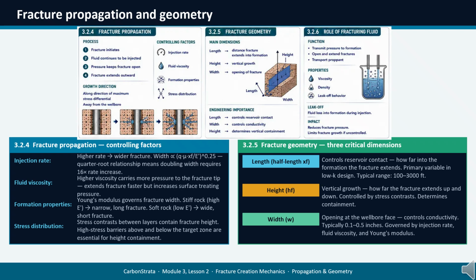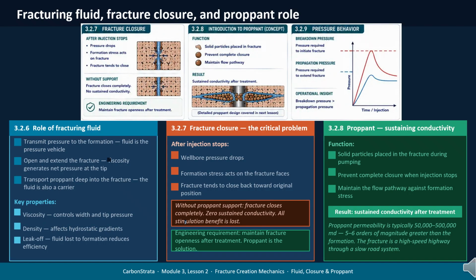Now the key insight. You control rate and fluid. You do not control the rock or stress field. Real engineering is working within constraints. This slide defines success. Fluid has three jobs: carry pressure, open the fracture, transport proppant.